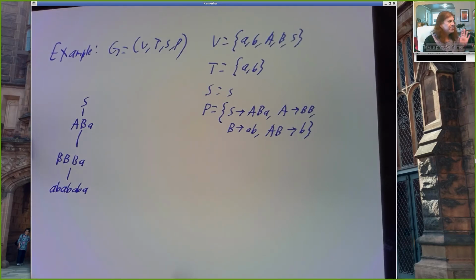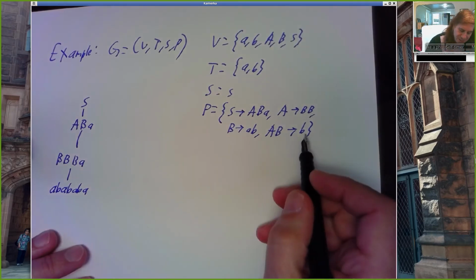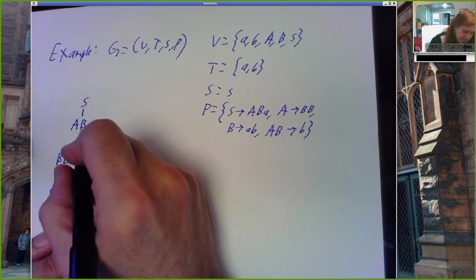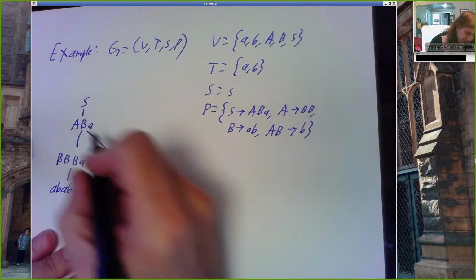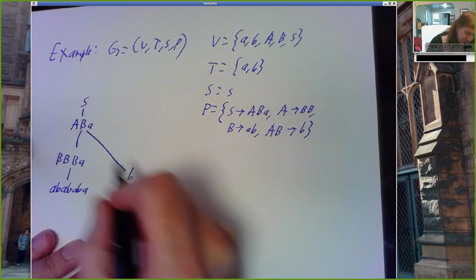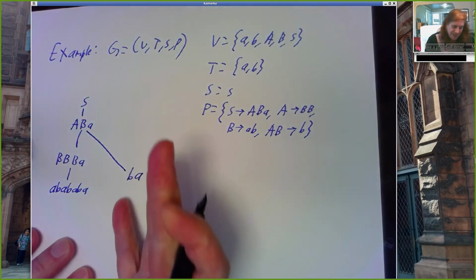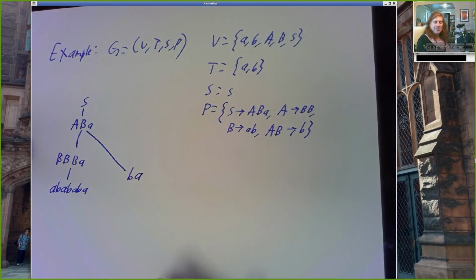Is there any other word that I could have gotten from our start symbol by using these production rules? Yes: we have a rule that says AB can be replaced with b, so we could have taken this AB, replaced it with a b, and then let it be followed by an a. That's a totally different string of terminal symbols that we can get to from our start symbol.